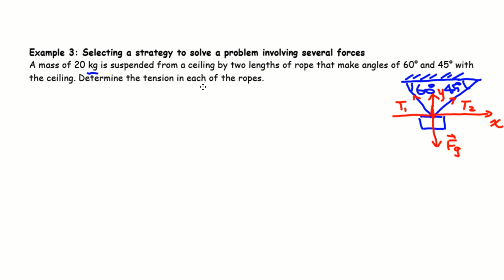So determine the tension in each of the ropes. We assume that it's in equilibrium, so the net force will be 0. So we want to find the x direction forces, and also we have y direction forces.